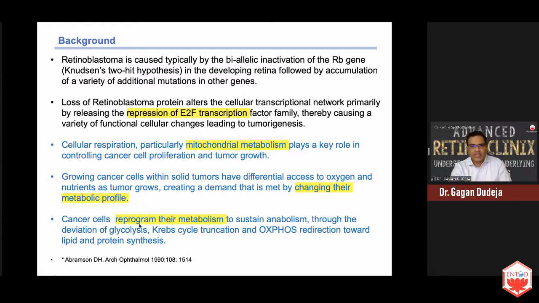So the cell inhibition does not happen and the increased requirement is met. And cancer cells can reprogram the metabolism to sustain anabolism through modification of the glycolysis pathway, Krebs cycle truncation, and oxidative phosphorylation redirection towards lipid and protein synthesis.